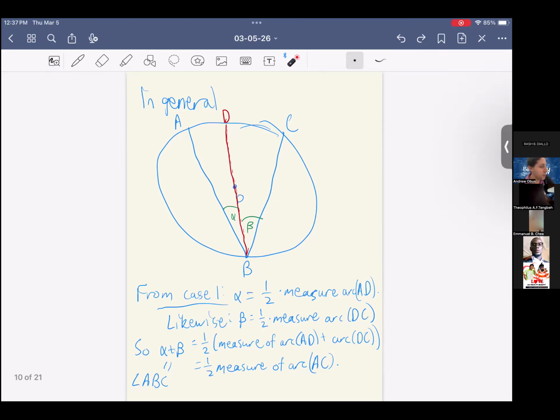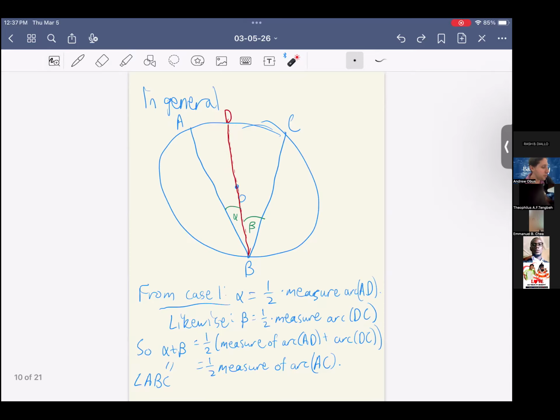Once you've done that, you just apply the theorem to both pieces and add them up. On the first side, this arc measure is twice this angle measure. And on the second side, this arc measure is twice this angle measure. So when you add it all up, the total arc measure is twice the total angle measure. Okay, so this gives the proof.